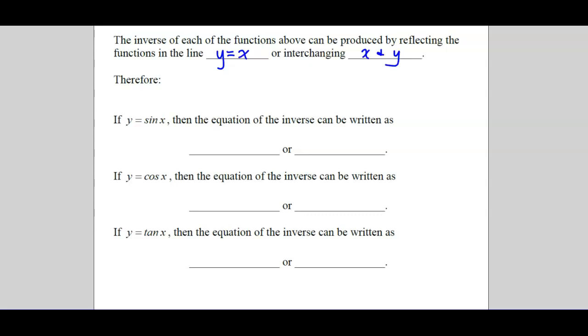Okay, so what happens? If we interchange x and y, this will be x equals sine of y. We always like to show our functions as y equals. So here, if y is the argument, to get y, we take the inverse sine of x. Remember, second sine in your calculator. Okay. So this wouldn't be an angle anymore, right? This would be a ratio.